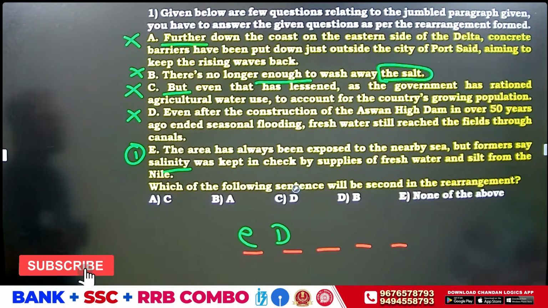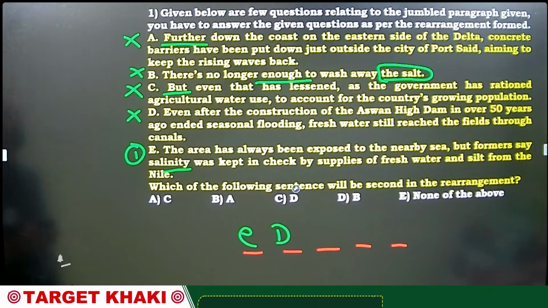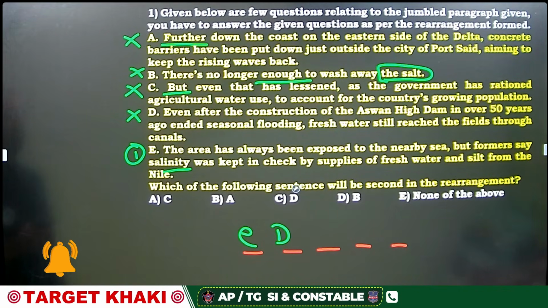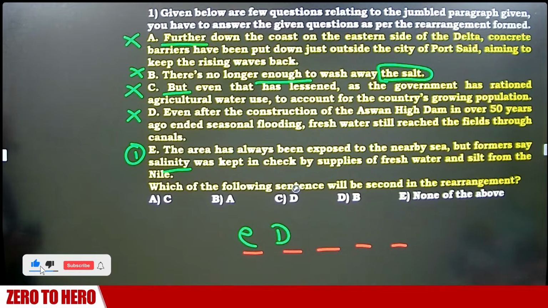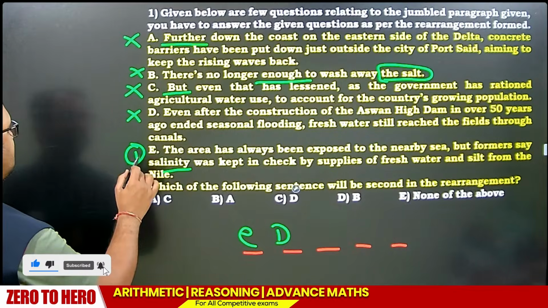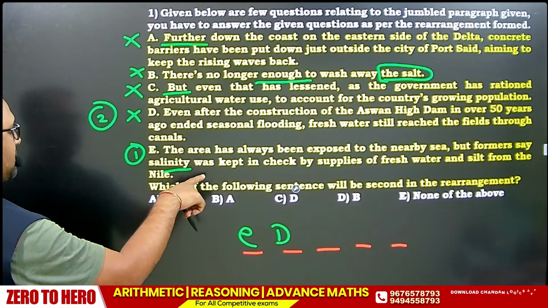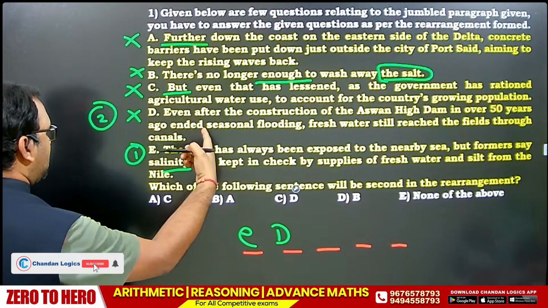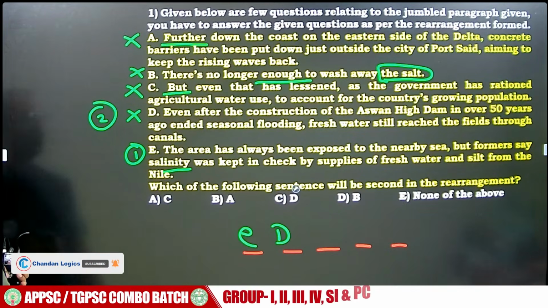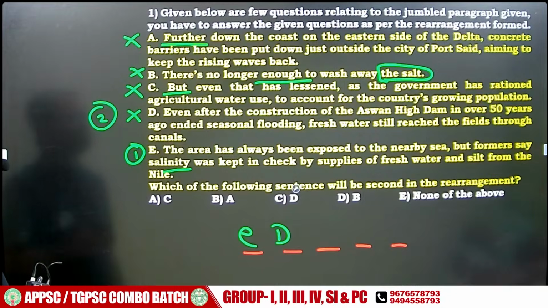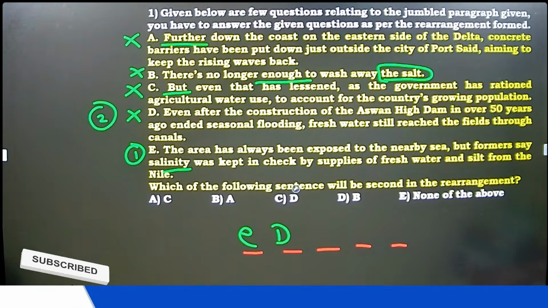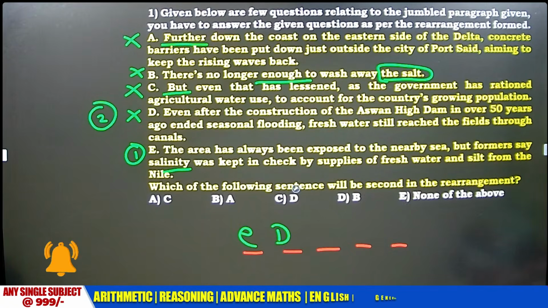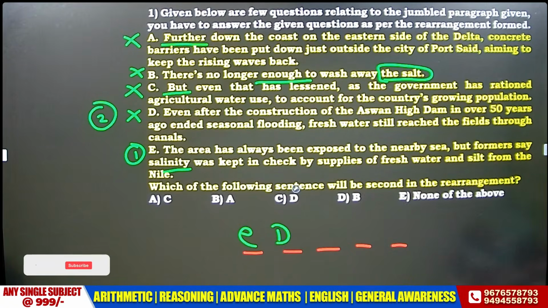"Even after construction of Aswan High Dam over 50 years ago ended, fresh water still reached the fields through canals." So, if you look at this statement, this is the opening statement. Now you go to the deeper details. These are the details. You're talking about Aswan High Dam. Okay? Can you tell me what comes next, my dear friends?